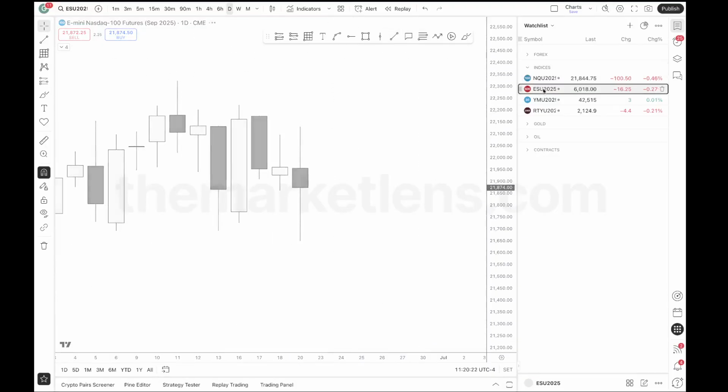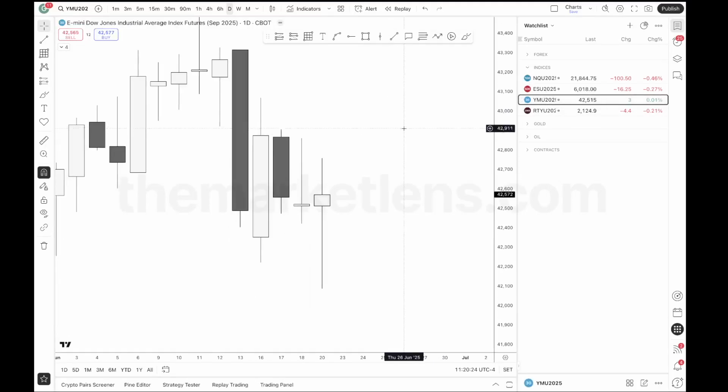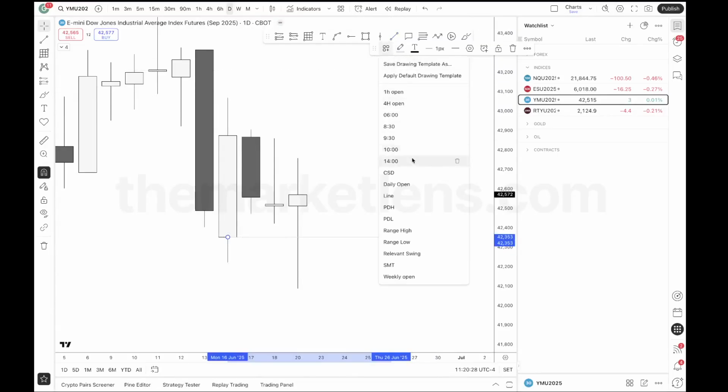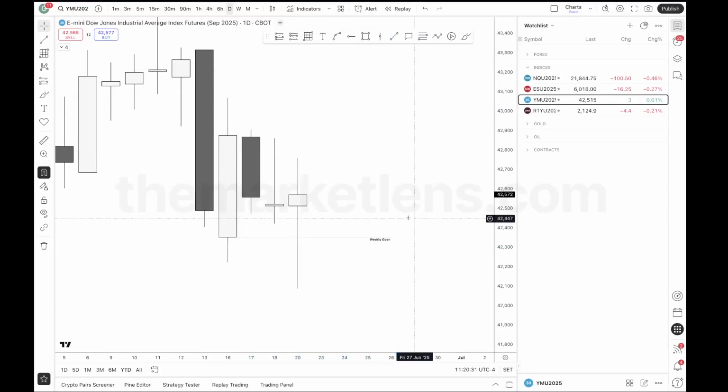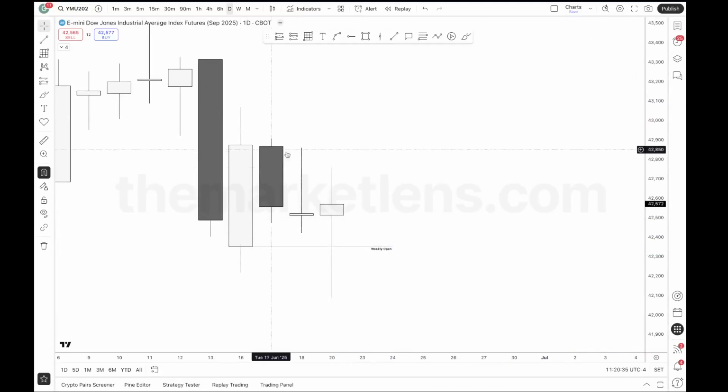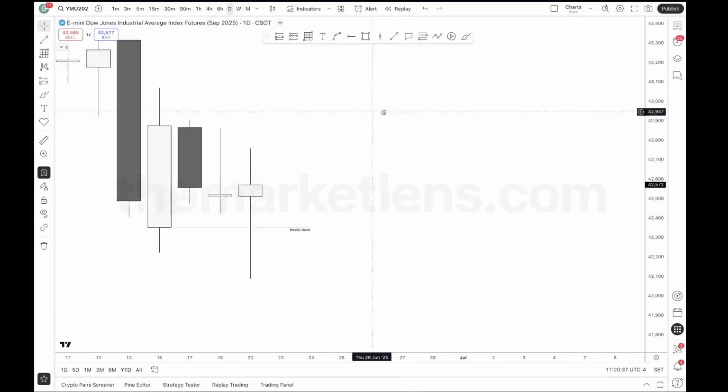If I pull up YM, I think it's a really good example of it. Here's the Monday, here's the daily open. Who's familiar with the delayed protraction profile? I learned it from my fees, but this is essentially the same thing.